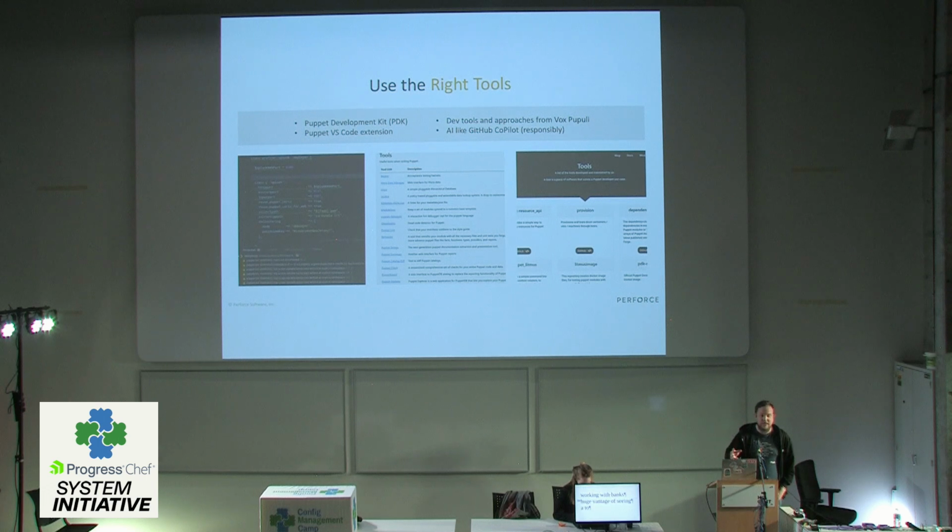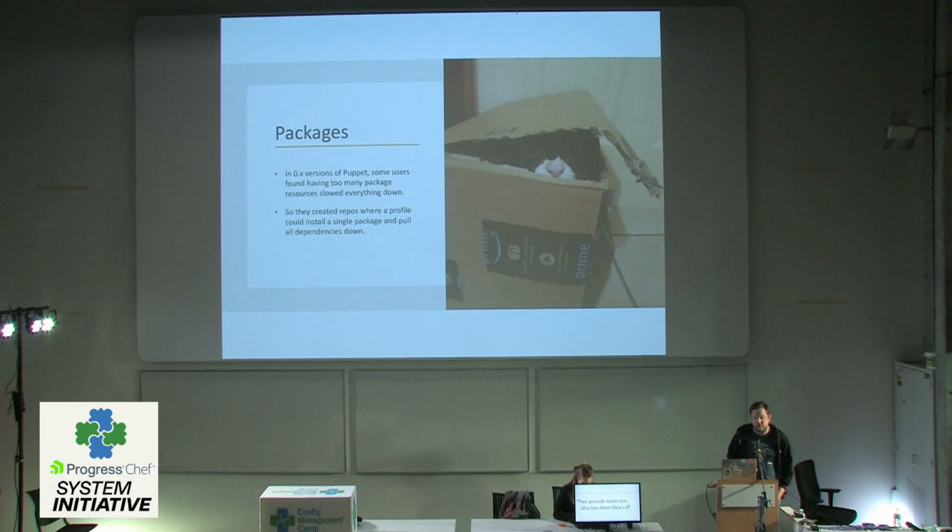So the first thing for Puppet is to use the right tools. We provide tools from Puppet ourselves. Vox have their toolkits, and using things like the Puppet Development Kit and using VS Code can help you automate a lot of these steps and also help point out best practices yourself.